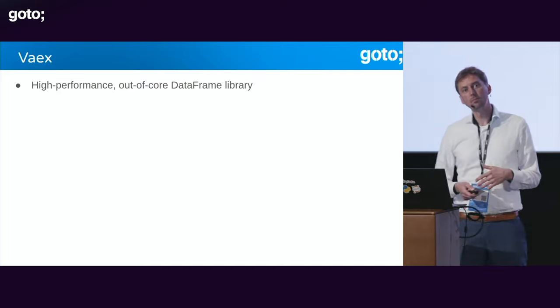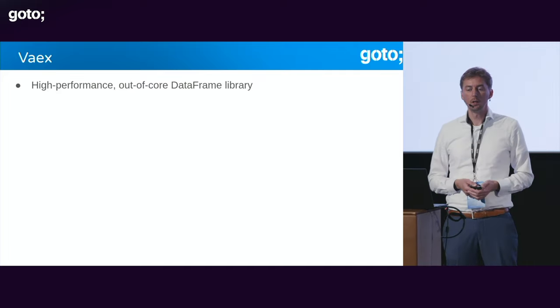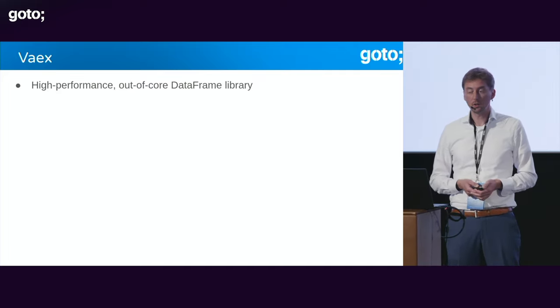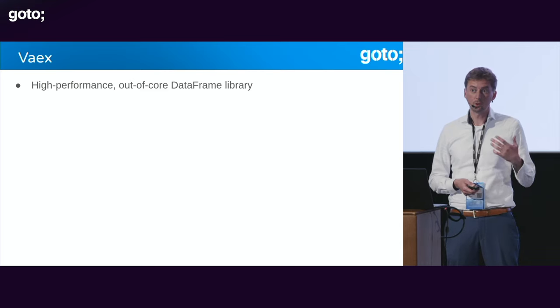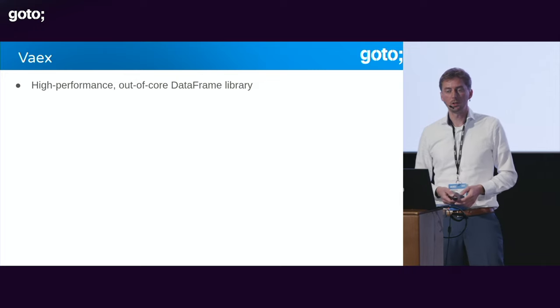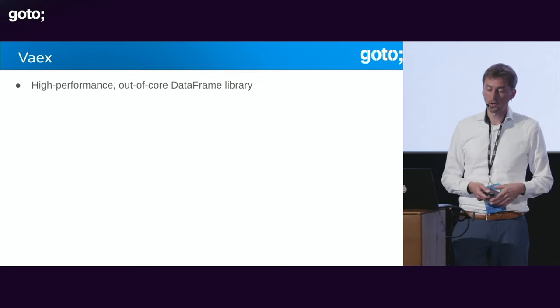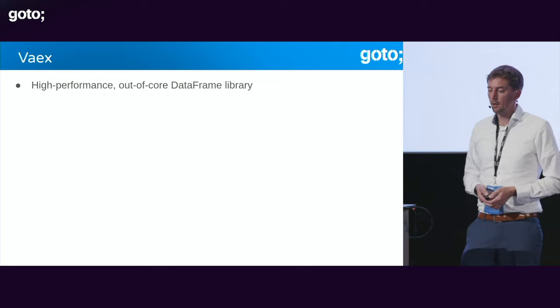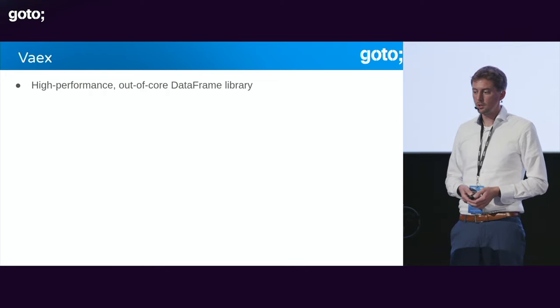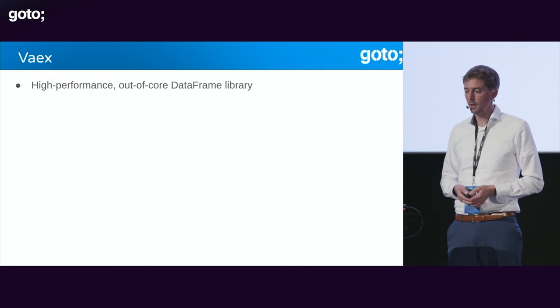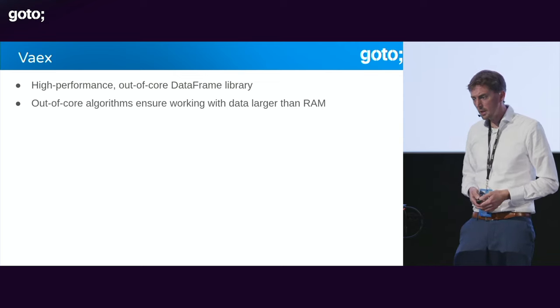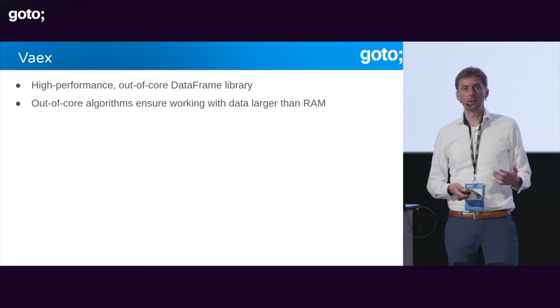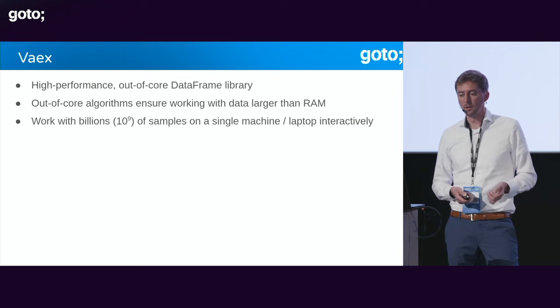So that kind of culminated in the library Vaex that I started creating to try out this idea. We knew it was possible. Can we actually make these visualizations or aggregations? So I created a library called Vaex. It's a high performance out-of-core data frame library. That basically means you can work with data that's larger than RAM.